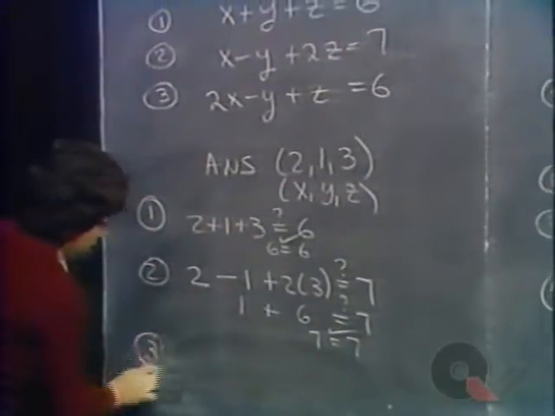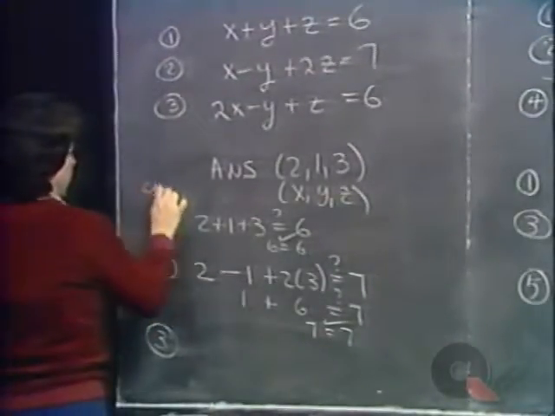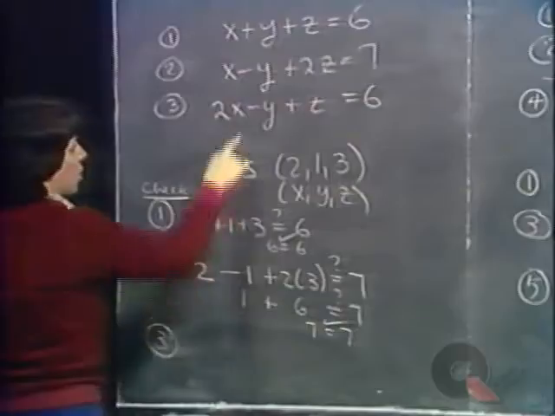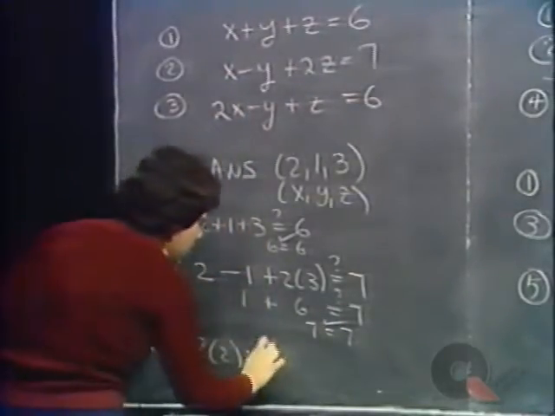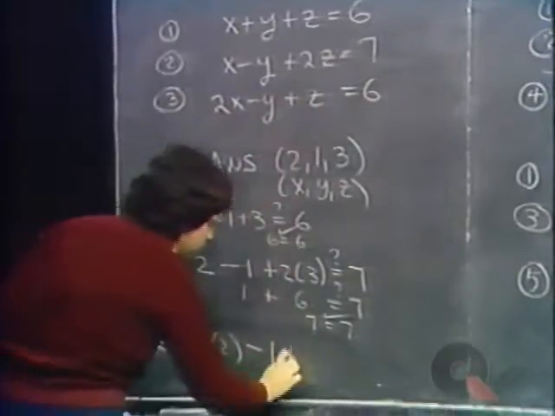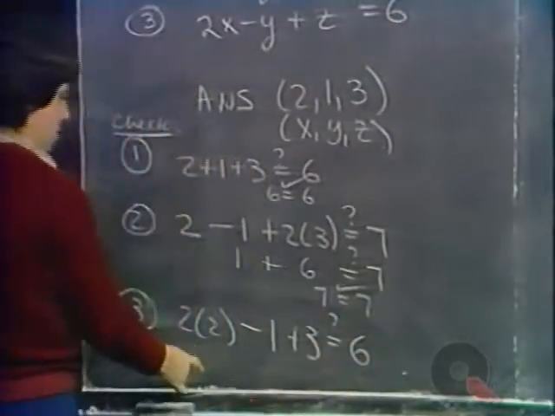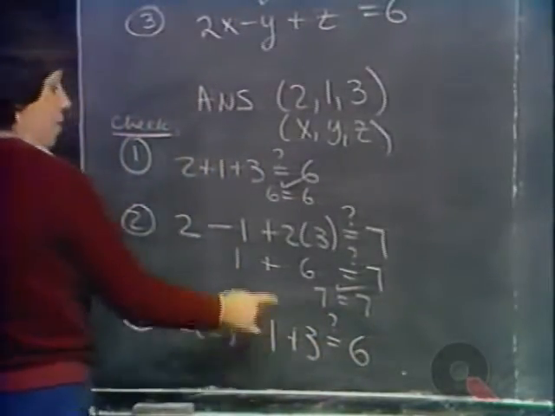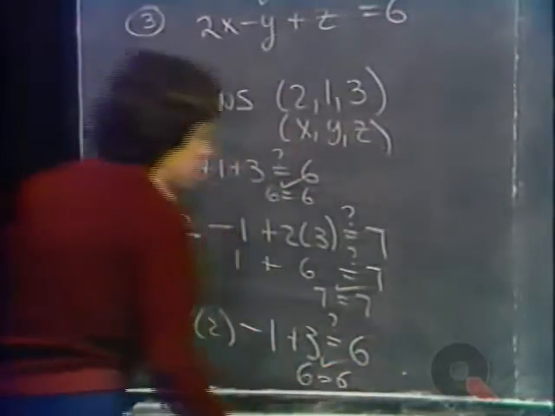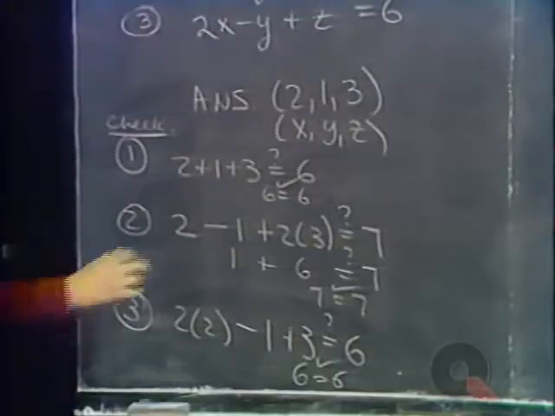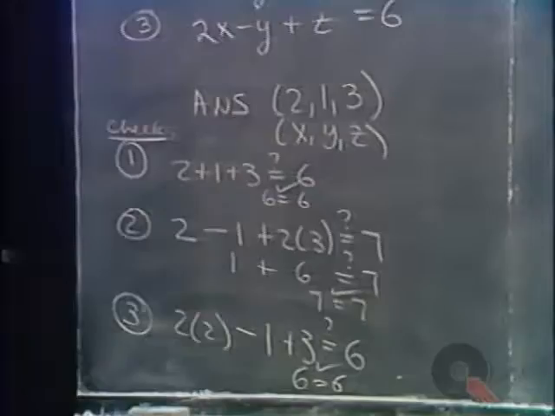And finally, the third part of our check using equation number 3. 2x, which is 2 times 2, minus y, which is 1, plus z, which is 3, should be equal to 6. And we have here 4 - 1 = 3, plus 3 = 6. 6 equals 6. And that checks out. Okay, so we have, in fact, found the solution to this system of 3 equations in the 3 unknowns x, y, and z.